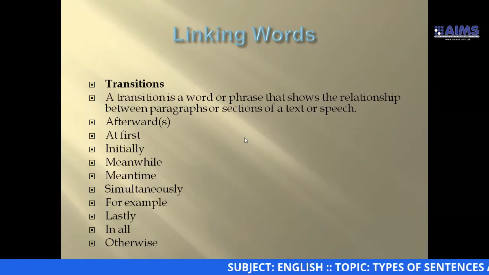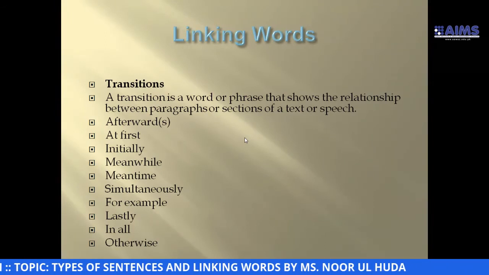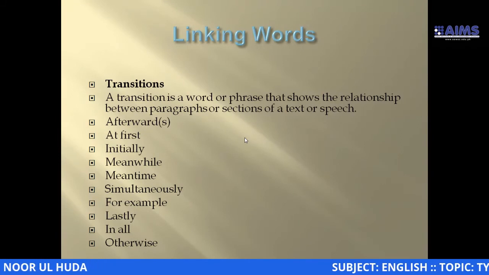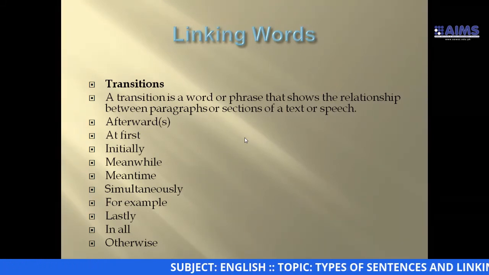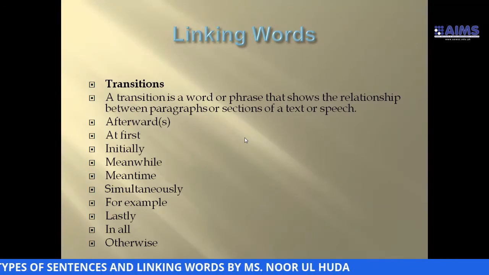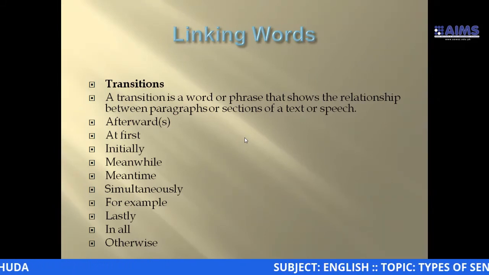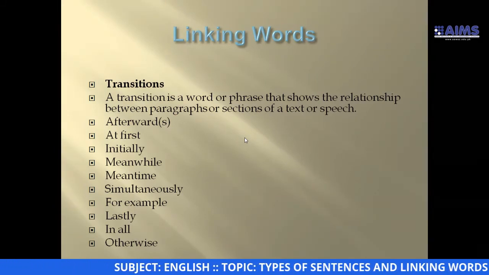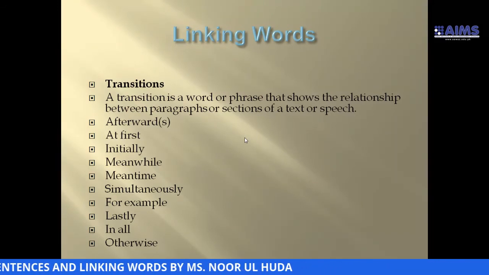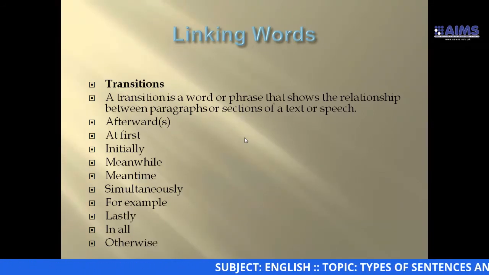So linking words are the words used to show cohesion and coherence in a text. Coherence means the link between different ideas in your passage is strong enough; only then can you form a good composition. When we talk about linking words to show different ideas, when we transit from one idea to the other, we use transition or transitional words.